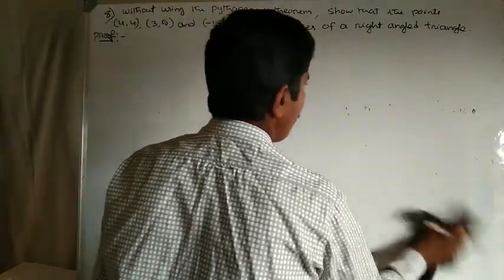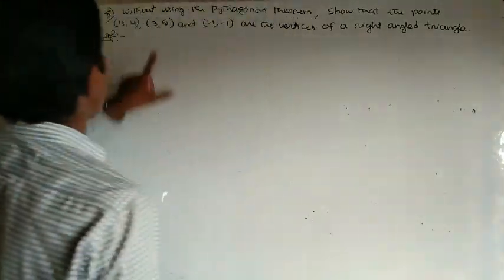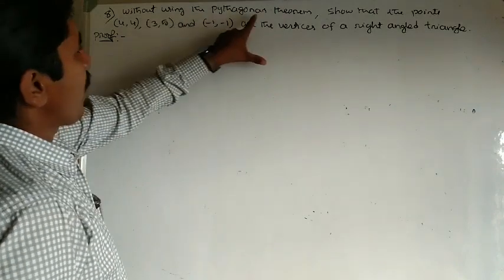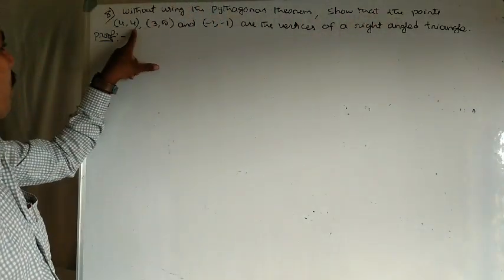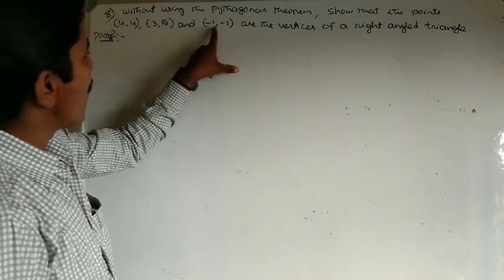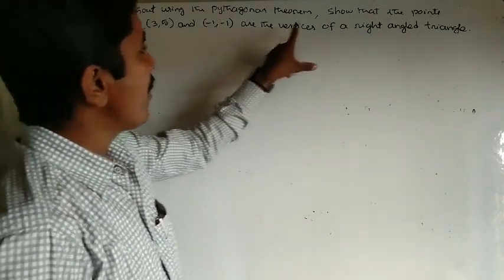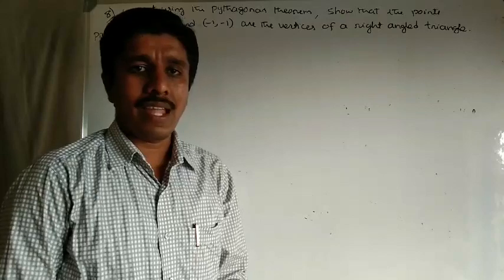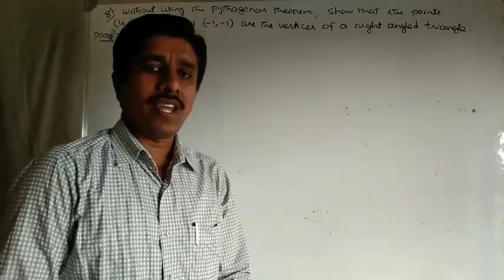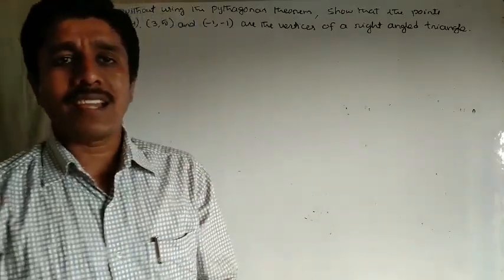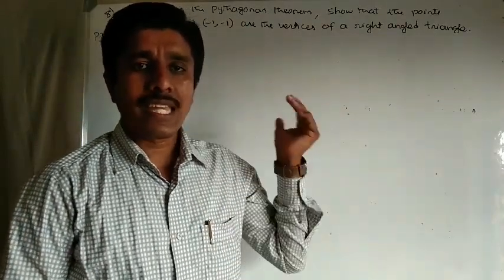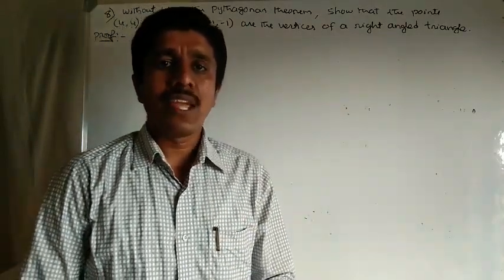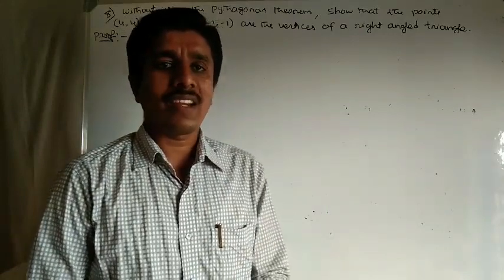8th problem. Without using the Pythagoras theorem, show that the points (4, 4), (3, 5) and (-1, -1) are the vertices of a right angle triangle. Without using the Pythagoras theorem means by using the straight line concept, the slope concept. Here we have to prove that the given points are the vertices of a right angle triangle.